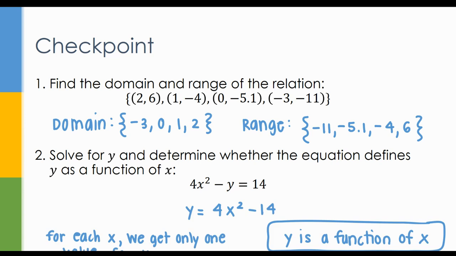Number 2, when you solved for y, you just had to move that 4x squared term over by subtracting and then divide every single term by a negative. So the moment I got the y by itself, if I started thinking about plugging in values for x, I'm only going to get one value for y, so that means that y is a function of x.